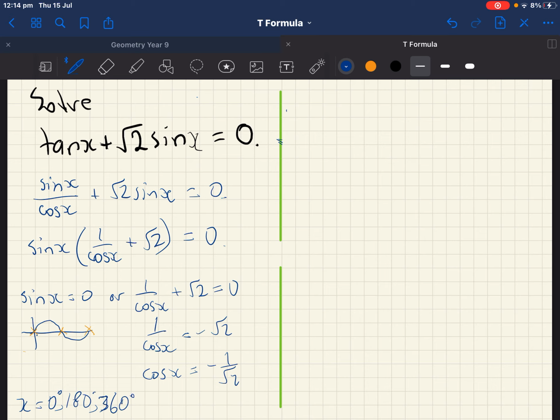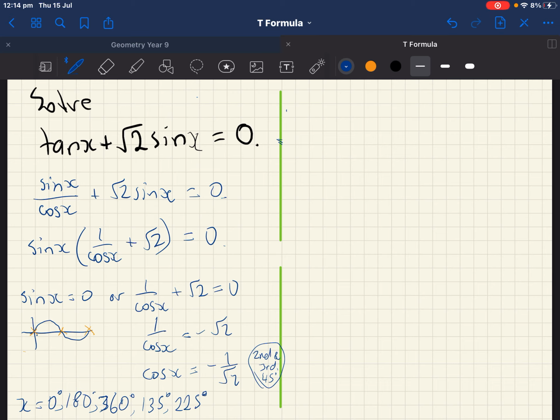And from this second one, we've got cos x is equal to minus 1 on root 2. Cos is negative in the second and third quadrants, and 45 degrees is the angle that gives us the 1 on root 2. So we end up with 45 degrees in the second quadrant and 45 degrees in the third quadrant. So just using our normal methods, we didn't need to use T-formula for this one at all, and we were able to get our solutions.